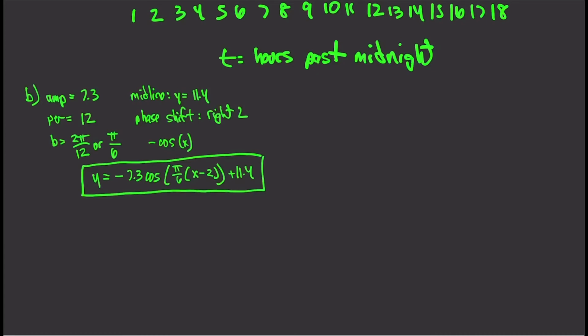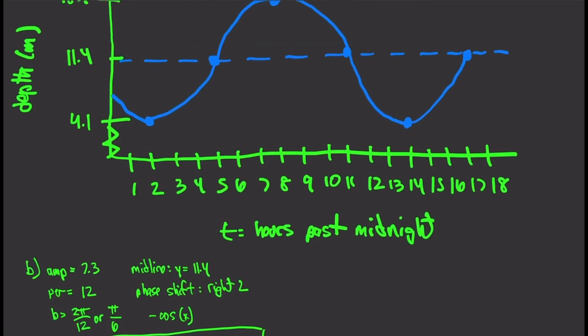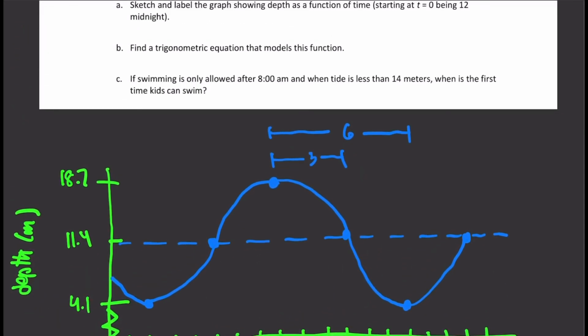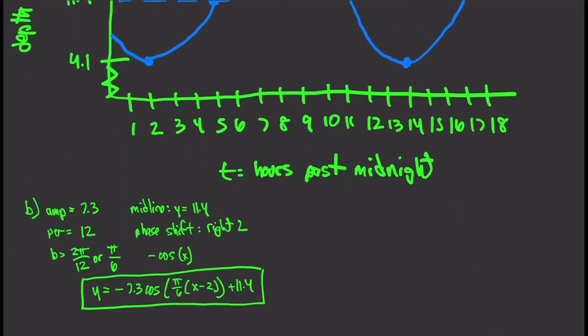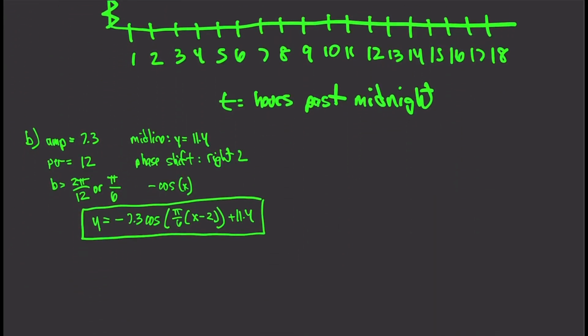Now, for part C, swimming is only allowed after 8 a.m. and when the tide is less than 14 meters. When is the first time kids can swim? So this is going to be calculator active, obviously.